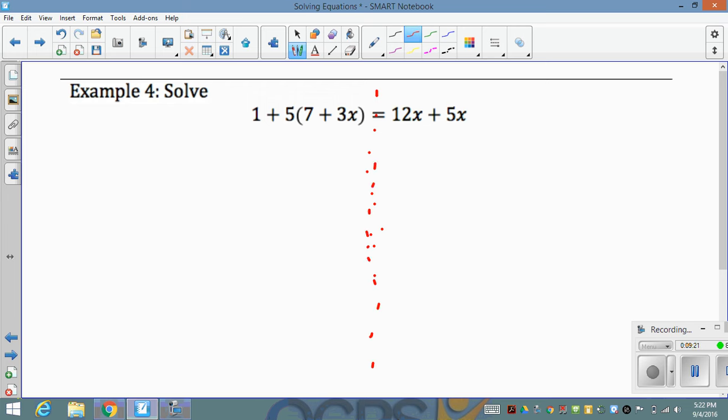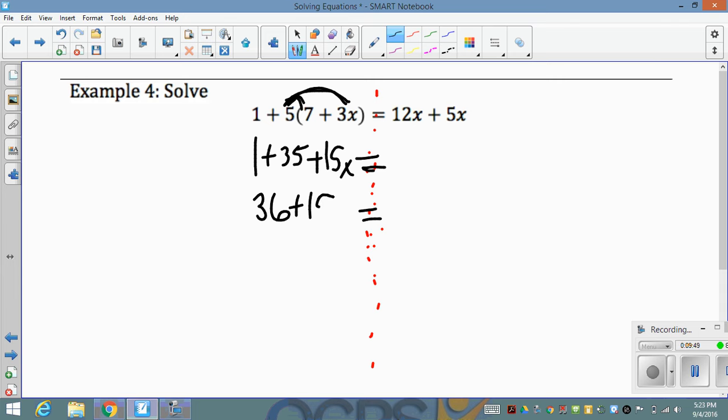Looks really quite terrible. I'm going to do my dashed line there, and I'm going to start with simplifying each side. So starting on the left here, I do have this 5 that needs to get distributed, so I'm going to do that. So I have 1 plus 5 times 7 is 35, plus 5 times 3x is plus 15x. And I'm going to go ahead and combine my like terms while I'm at it. So I get 36 plus 15x.